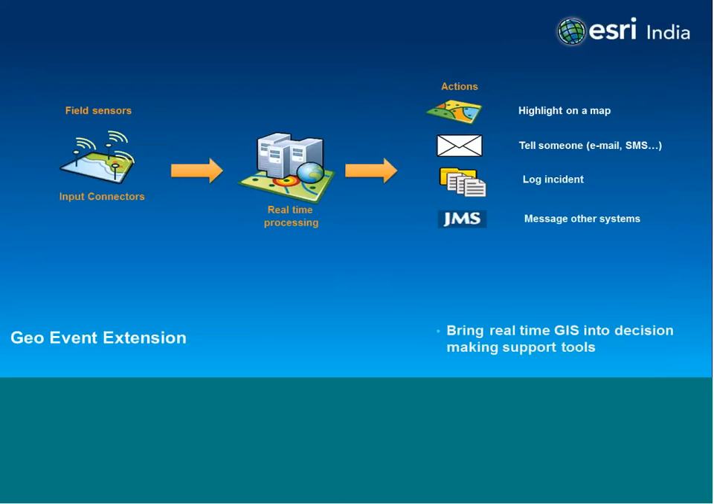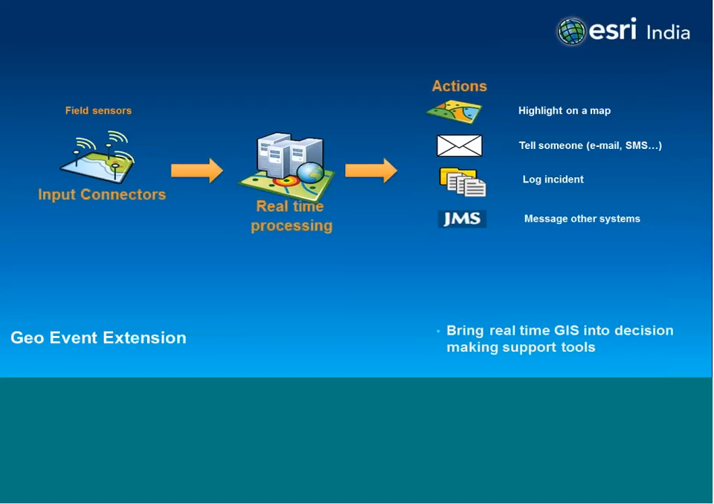Coming to one important extension which has been added is the Geo Event extension. There are lots of APIs. Nowadays we are talking about data which is coming out from real-time data. That real-time data can be coming from feeds, sensors, services. So we have lots of new input connectors which have been added. You can attach it to your server. You can do your real-time processing on that.